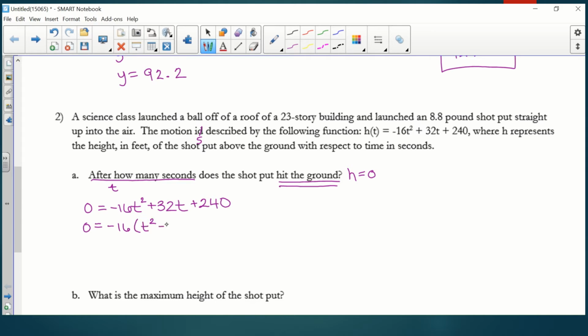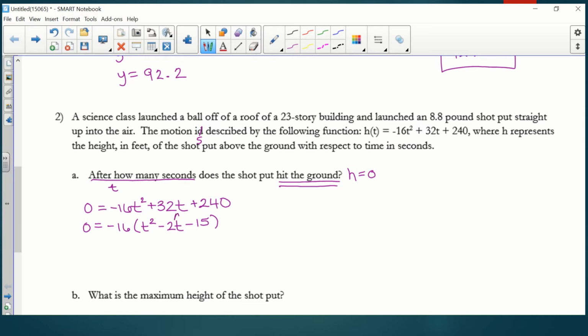And again, you can also divide every single term by 16 on both sides of the equal sign, and that will make 16 disappear altogether. So you can do it either way. It does not matter. Just make sure that when you divide, you divide every single term by negative 16 on both sides of the equal sign.